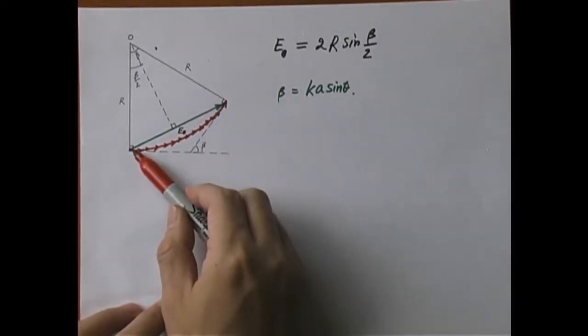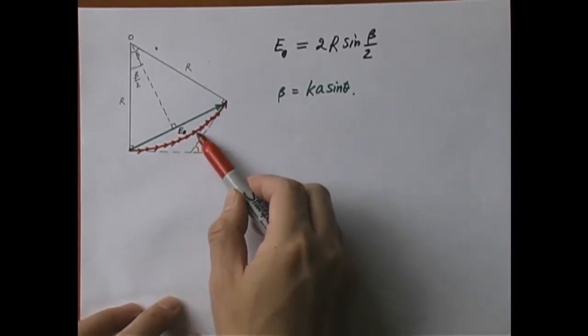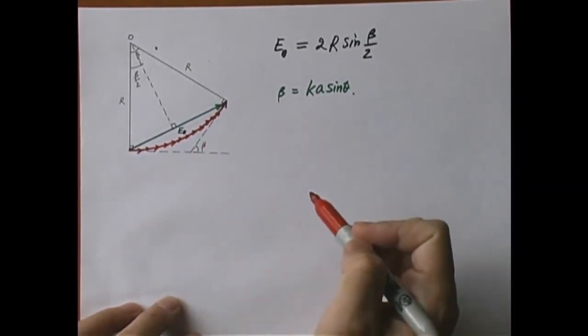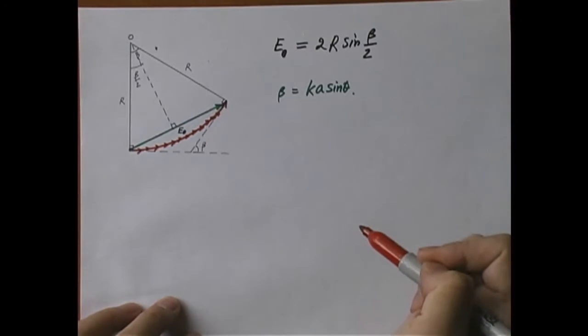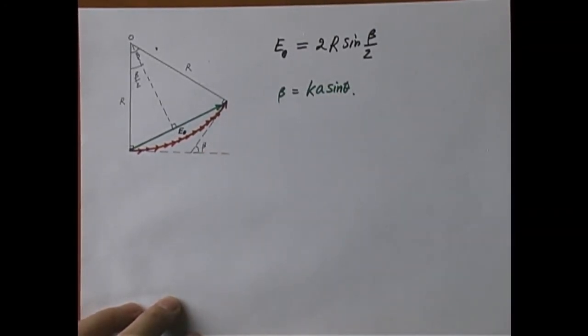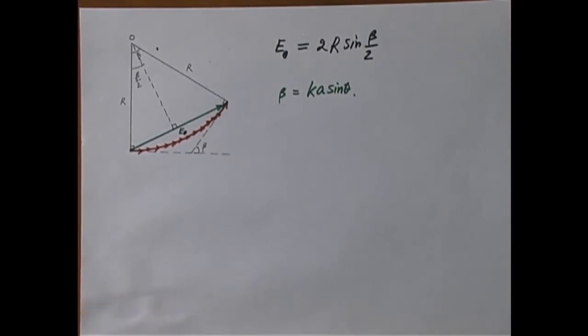Okay? So you add all these dEs up, add all their magnitudes up, you're going to get the length of this arc. And this length of the arc, whatever it is, has nothing to do with the angle theta. It has nothing to do with the angle beta either. Okay? So it's just a constant. I don't know what it is, but I'm going to give it a name. Okay? I'm going to call it E maximum.